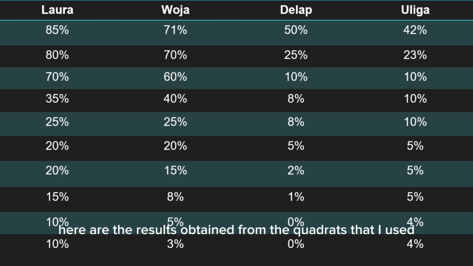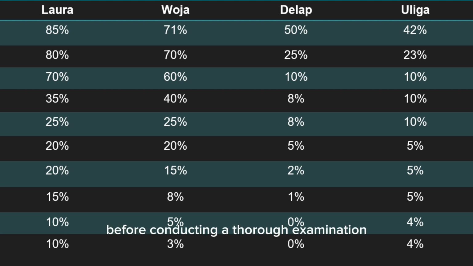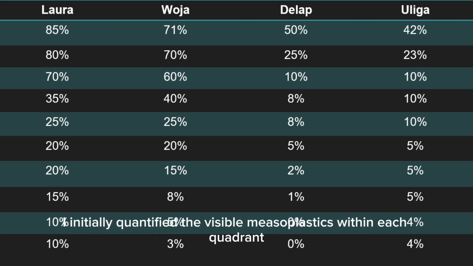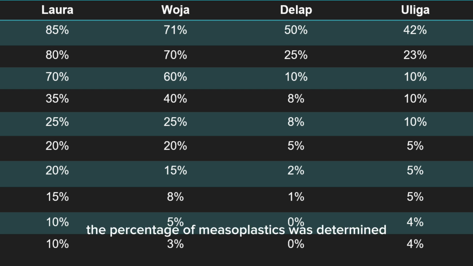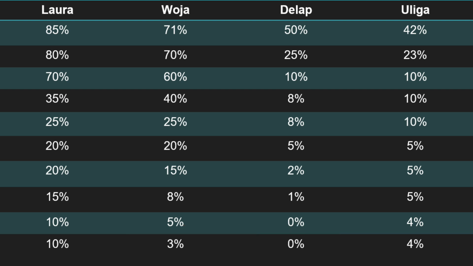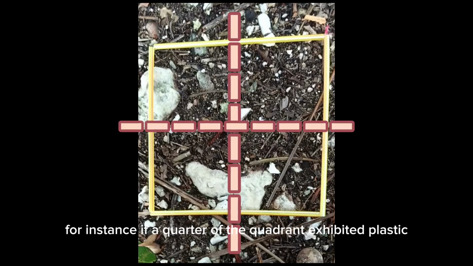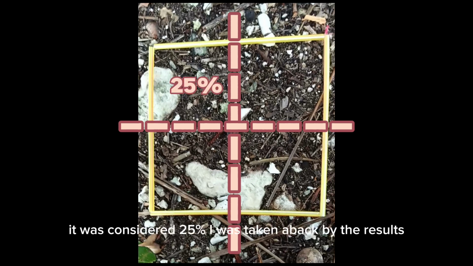Here are the results obtained from the quadrats that I used. Before conducting a thorough examination of the microplastics in the soil, I initially quantified the visible mesoplastics within each quadrat. The percentage of mesoplastics was determined based on the relative size of plastic-covered area within the quadrat. For instance, if a quarter of the quadrat exhibited plastic, it was considered 25%.